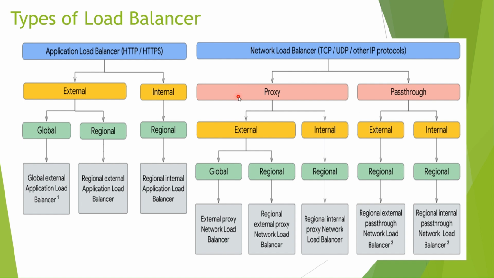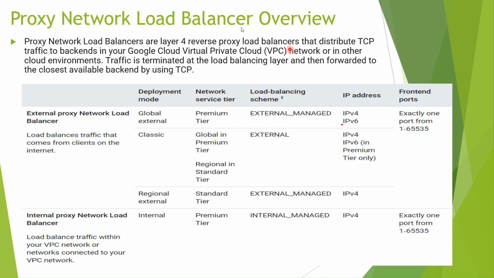Proxy means that it drops a connection once. If you hit a load balancer IP, it will drop the connection and create a new connection to your backends. In pass-through, it will directly pass your connection to your backend. It doesn't drop or create a new connection. So we can see this is the proxy load balancer overview.